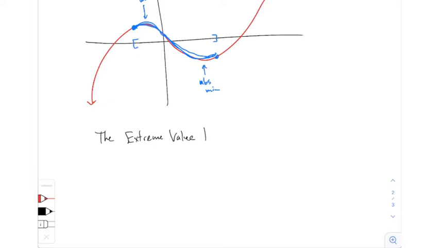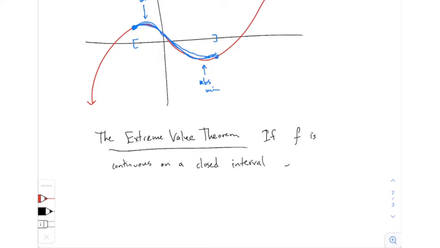Theorem. Remember, extreme value just means either maximum or minimum. And it says, basically what I just said, if f is continuous on a closed interval, so if we only consider the closed interval as its domain, I'll call it a to b, then f of x has an absolute maximum and an absolute minimum on the interval a to b.